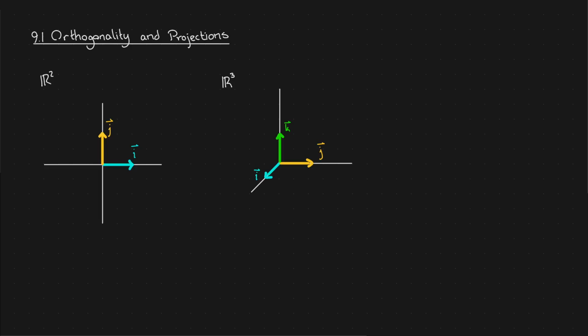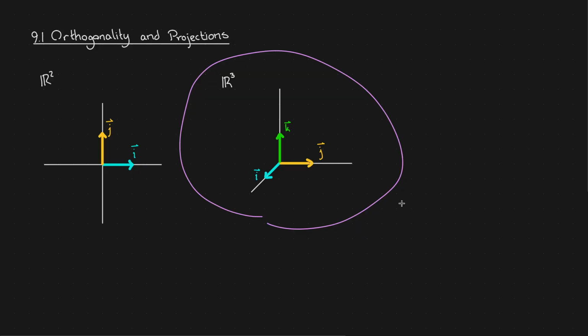To start off this section, I want to look at R2 and R3. So I have them drawn out here. And for each one, I've also drawn out a special set of vectors in that space. In R2, I have the vectors i and j sketched out. In R3, I have the vectors i, j, and k sketched out.